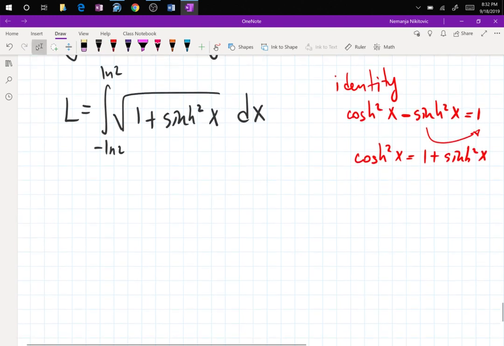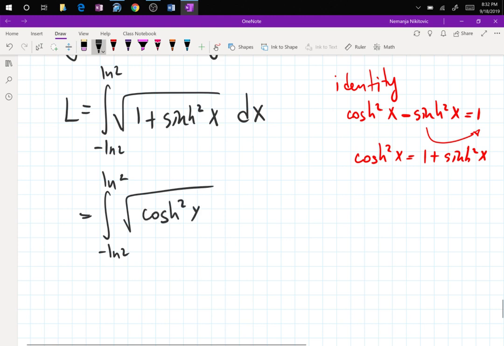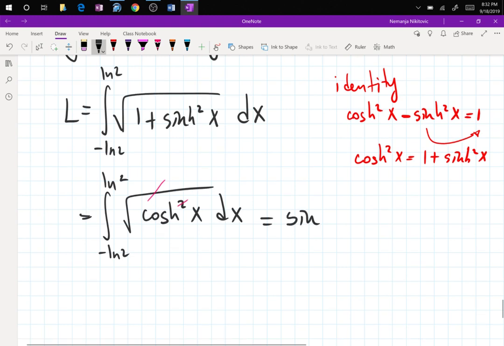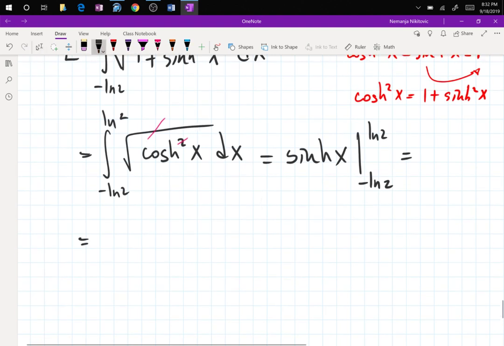So this integral turns into a joke. You have your integral from negative ln2 to ln2 of the square root of cosine hyperbolic squared x dx, where square kills the root. And you just have the integral of cosine hyperbolic, which is sine hyperbolic x computed from negative ln2 to positive ln2. This becomes sine hyperbolic of ln2. Oops. Minus and minus will give you a plus. Another sine hyperbolic of ln2.